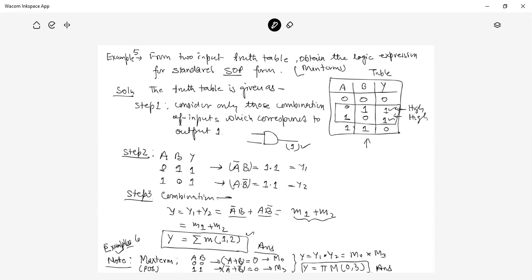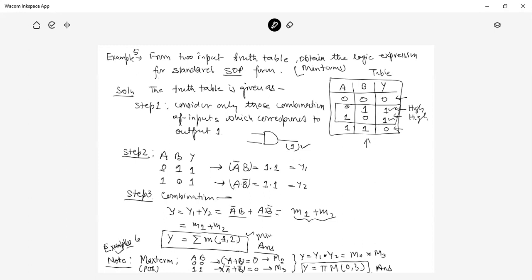What is example 6? In the given table, if you have to find out the max term, select the 0 value. 0 values are in the first and fourth row. So A is 0, B is 0, that is A plus B is 0. Here it is 1, 1, so A is 1, B is 1, so A bar is 0, B bar is 0. So A bar plus B bar is 0. So these terms are M0 and M3. So Y is equal to Y1 multiplied by Y2, that is M0 multiplied by M3. So pi M 0, 3.